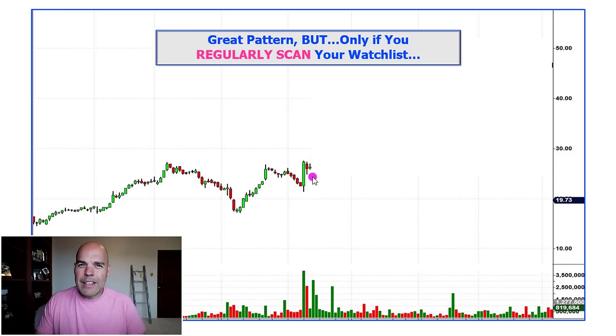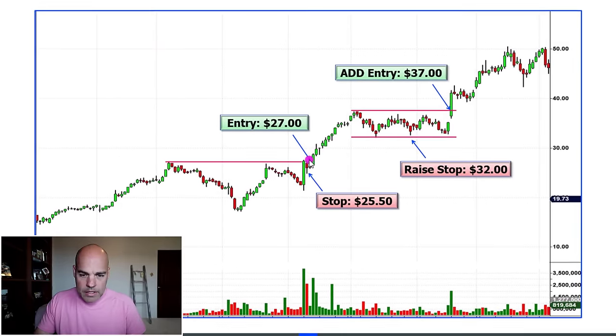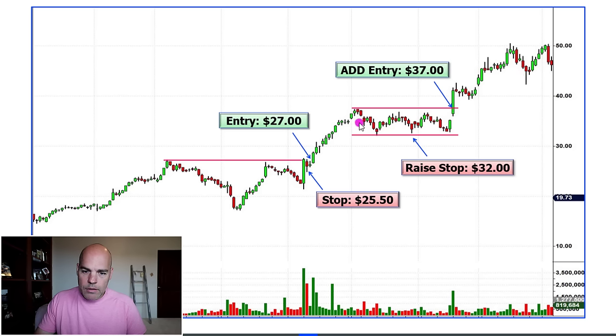But how do we find these? That's the question, right? Great pattern, but only if you regularly scan your watch list. Okay? And this is what this ultimately turns into. Wow. This is that same exact chart, but now filled out, completely full. So the wide bar, couple narrow bars, entry is 27, the stop loss is 25.50. It ripped all the way up to like $37, give or take.